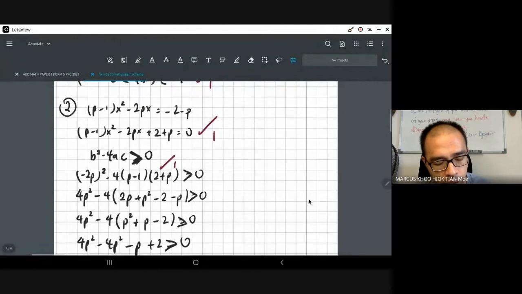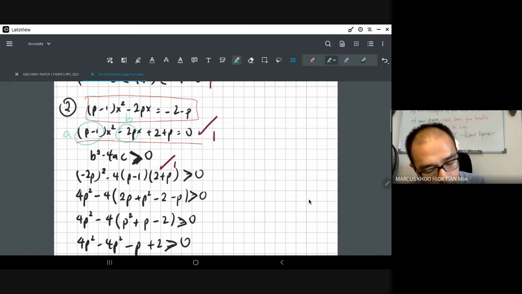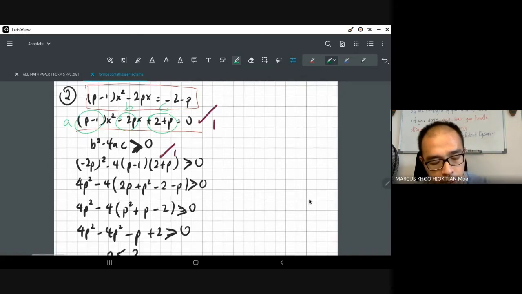So the first thing we need to do is make it equal to 0. If you just use this, the one that they give is not enough. We have to pindahkan, kasih jadi sama dengan kosong, and then we have to identify the A, B, and C. So from here we know that this is A, this is B, and this whole thing is C. Sebab dia tidak menyentuh paksi X. And then you put it into b squared minus 4ac. So correct substitution will give you the second mark. Correct substitution will give you the second mark. And then you pindah.